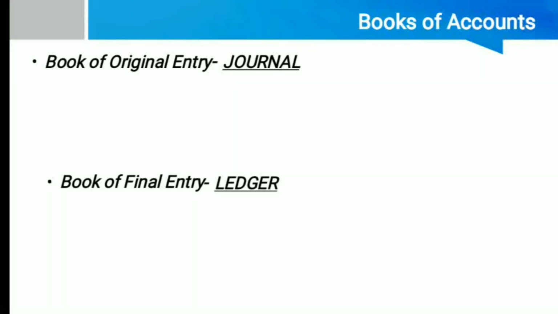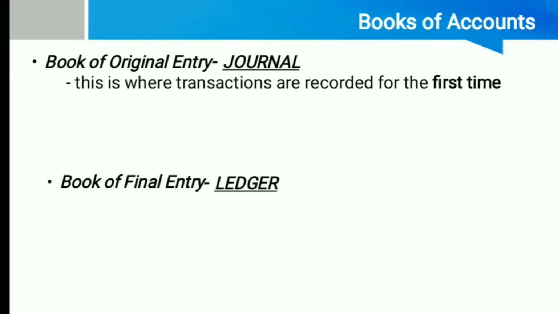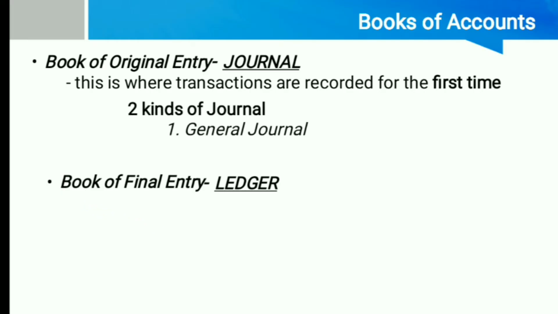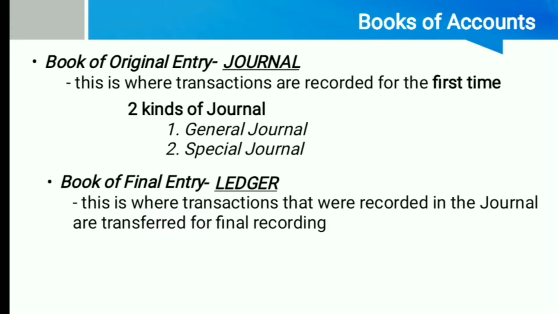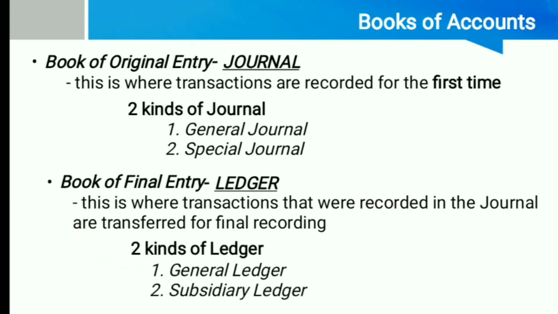The book of original entry or journal is where transactions are recorded for the first time. So this is basically used when journalizing transactions. It has two kinds: the general journal and the special journal. The book of final entry or ledger, on the other hand, is where transactions that were recorded in the journal are transferred for final recording. So this is used when posting. It has also two kinds: the general ledger and the subsidiary ledger.